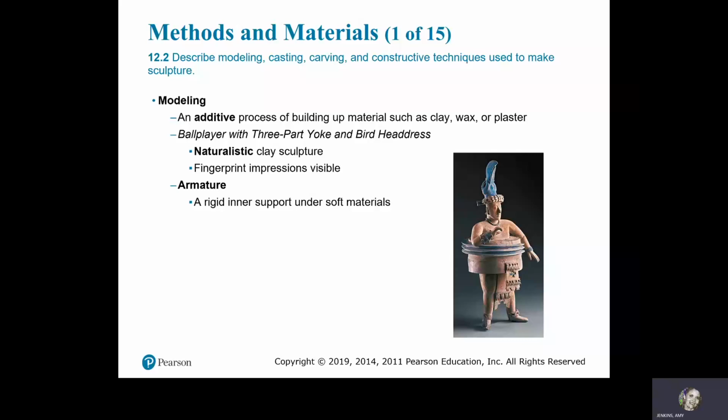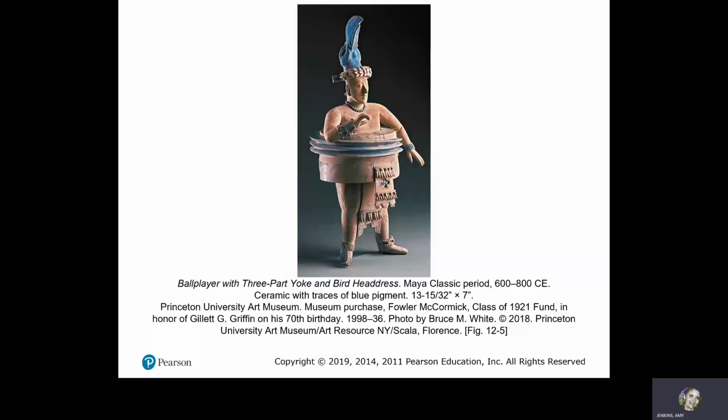Modeling is an additive process of building up materials such as clay, wax, or plaster. Ball player with 3-part yoke and bird headdress, here on the right, is naturalistic clay sculpture. It has fingerprint impressions visible. An armature is a rigid inner support under soft materials. Ball player with 3-part yoke and bird headdress, Maya, classic period, 600 to 800 CE. It's a ceramic with traces of blue pigment.